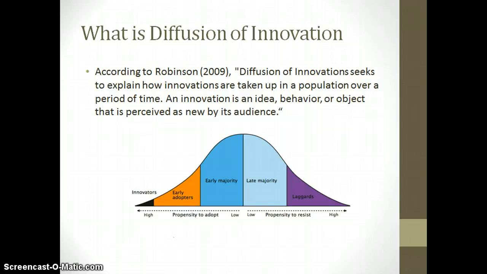According to Robinson, diffusion of innovations seeks to explain how innovations are taken up in a population over a period of time. An innovation is an idea, behavior, or object that is perceived as new by its audience. So, in order to spread the idea amongst a diverse population, there needs to be some processes set in place. We must remember that change is not as simple as installing a computer or software program. People and their attitudes with change have to be considered in change management. Let's explore this model further.